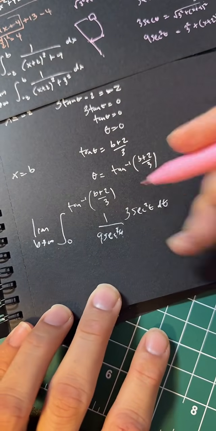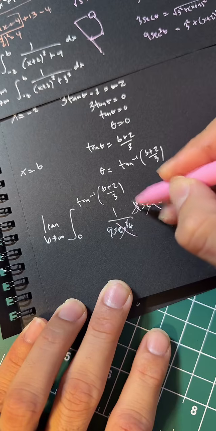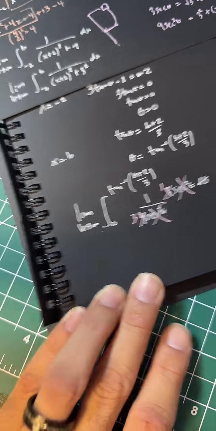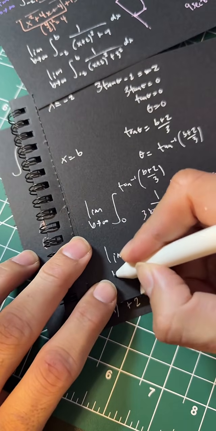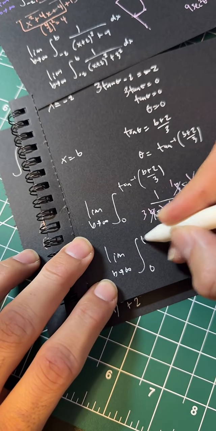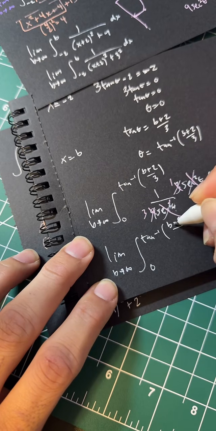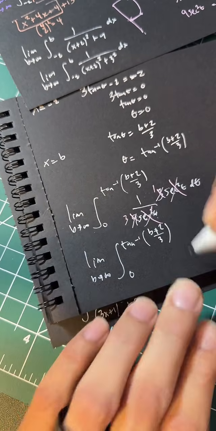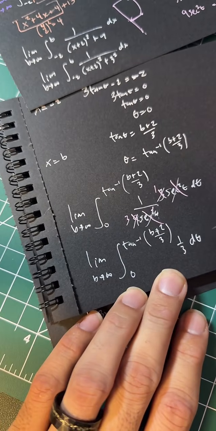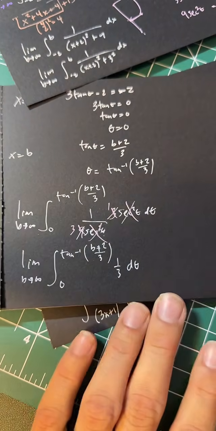Aha! Look what cancels out. The secant squareds. This becomes a 1, and the bottom 9 becomes a 3. So what we really have, guys, is the limit as b approaches infinity from 0 to tan inverse of (b plus 2) over 3 of just 1/3 d theta. And again, this goes with an integral that's going to become an arctangent.